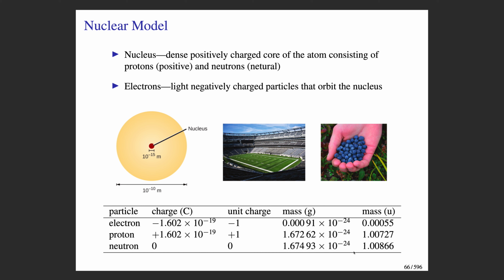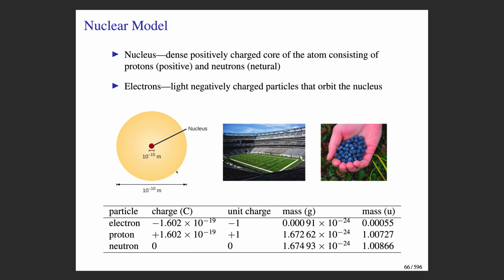So that leads us to the nuclear model of the atom. This is the modern day understanding of matter. At the center of each atom is a nucleus. It's a very dense, positively charged core. It consists of protons, which are positively charged, and also neutrons, which are particles that have no charge. And then the electrons are negatively charged particles. They have very small masses, and they orbit around the nucleus of the atoms.